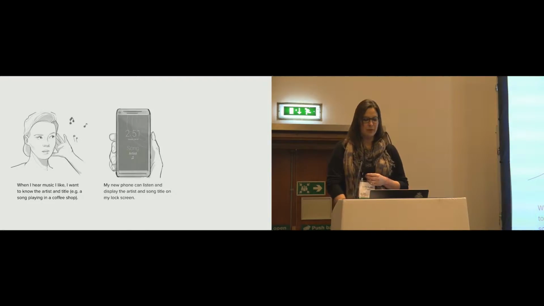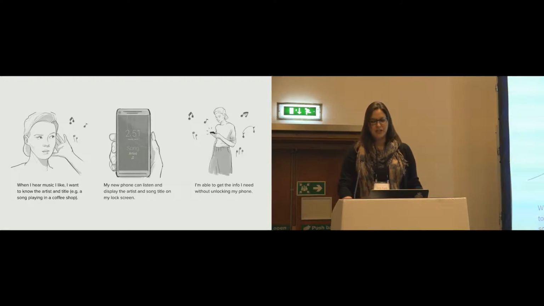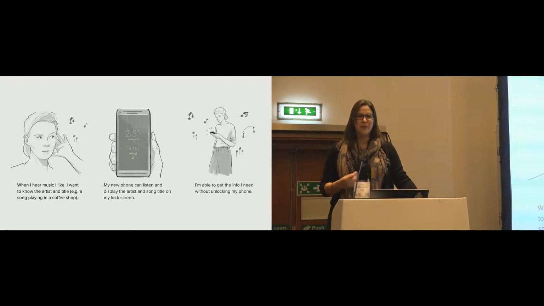The next part of the storyboard, the middle frame, shows the solution. What are we proposing to build? What is our design concept? So in this case, you can see a hand holding a phone, and it says, "My new phone can listen and display the artist and song title on the lock screen." And then the third frame of the storyboard shows the happy resolution for the user. What do we think is the value here? For example, I'm able to get the information I need without unlocking my phone.